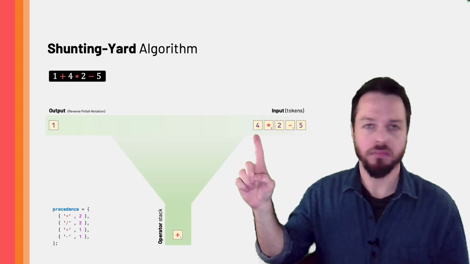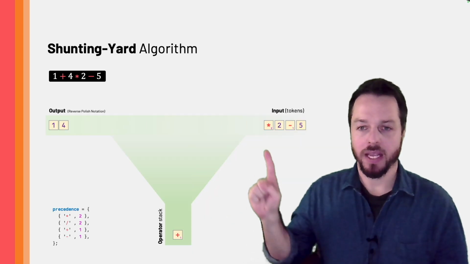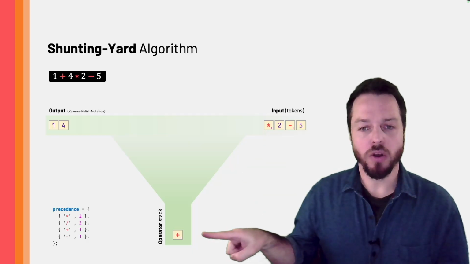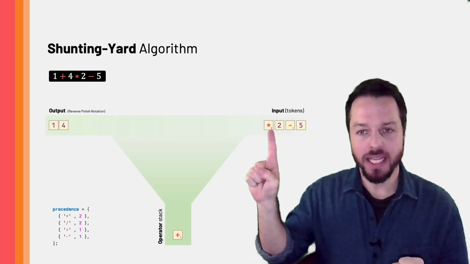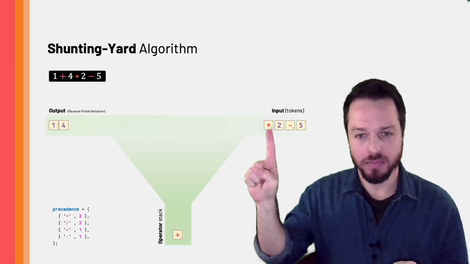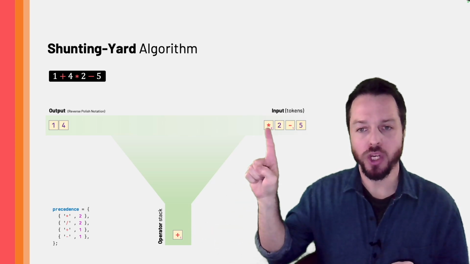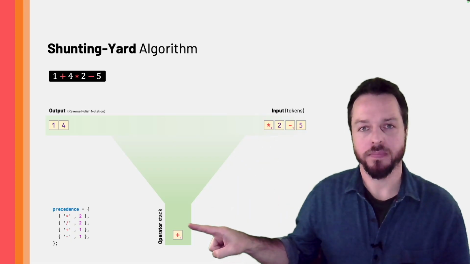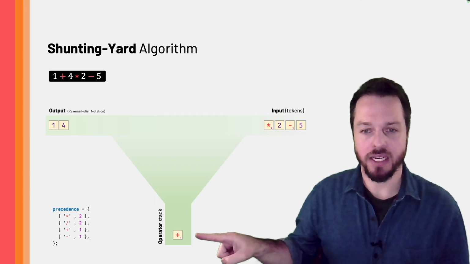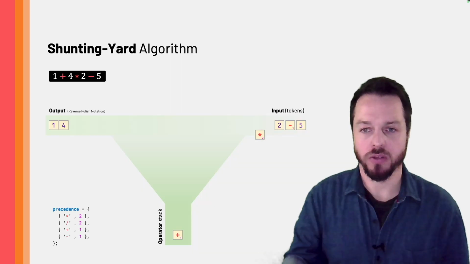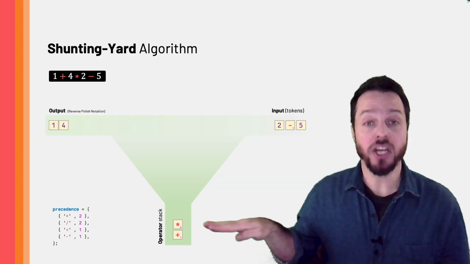Next token, digit. Easy, straight to the output. Now, here's the thing. This operator right here, we already have an operator in that operator stack. We're going to compare. Is the precedence level of this operator higher than the one that we have right here? If it is higher, we are going to pile on top of the operator stack, right? So since multiplication has a higher precedence level than addition, we're just going to pile on top. So this multiplication is going to pile on top of this thing right here. So now we have addition and multiplication on our operator stack.